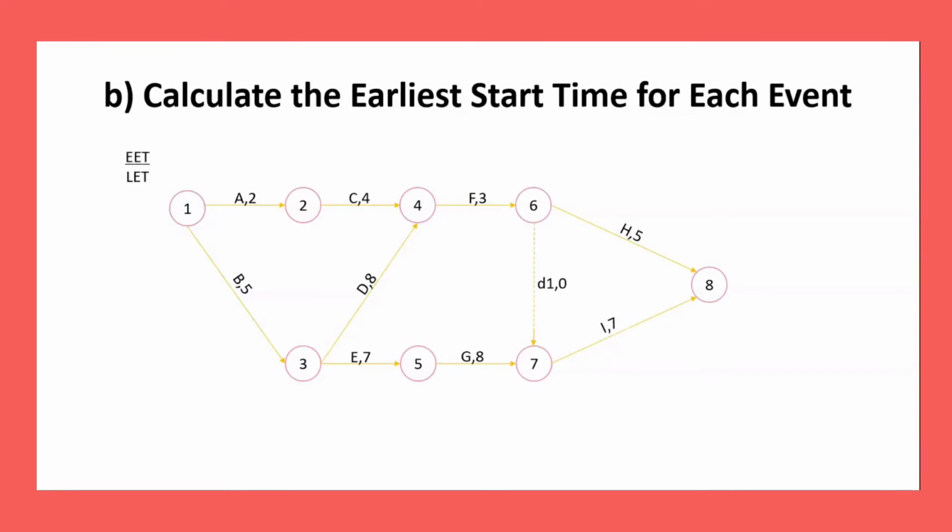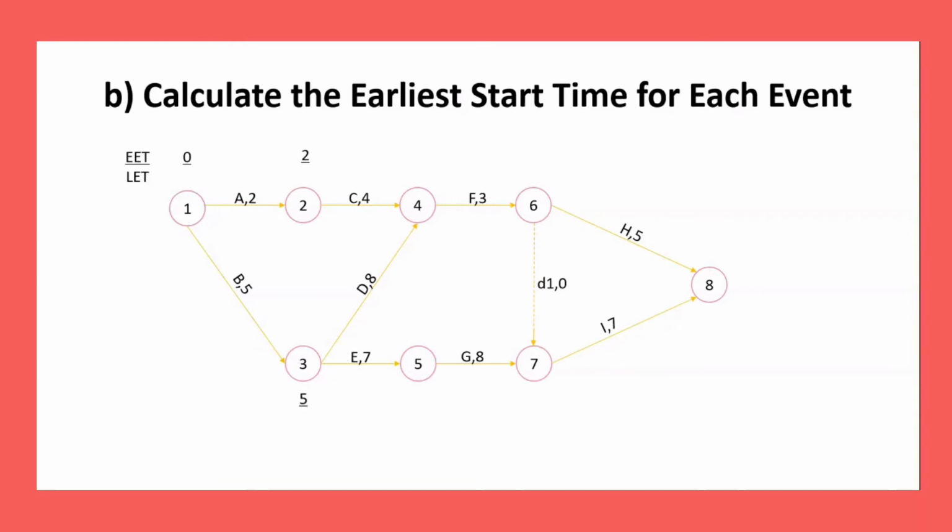So, how to calculate EET? EET is calculated by the previous EET that links to it, plus the duration time. If there are 2 links, the highest one will be the EET. For the first node, EET must always be 0 because there is no previous link connected. And EET for number 2 is 2. How can we get 2? By adding the previous EET, which is 0, plus the duration time for task A, which is 2.